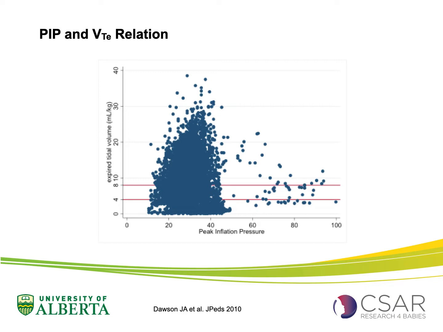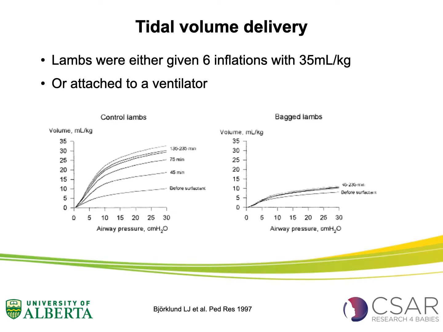There are many reasons why the tidal volume could vary widely. It could be cesarean section without labor. It could be premature rupture of membranes for several weeks, as well as other reasons. So there certainly is a lot of variability in the tidal volume delivered with any pressure you may choose. Now, why is that important? We know from animal studies that when you give only 6 large inflations with up to 35 mL per kilo, you alter your response to lung aeration, you alter your response to surfactant.